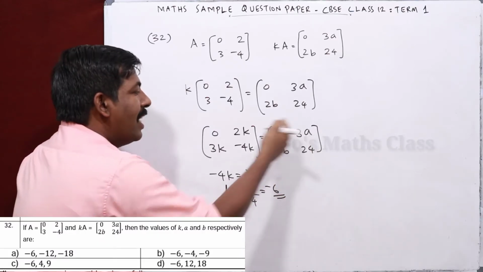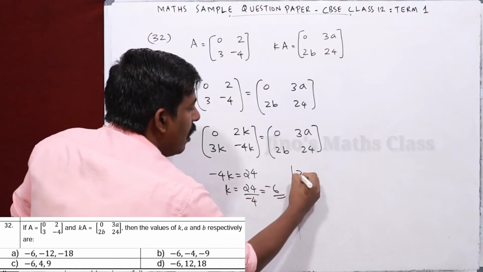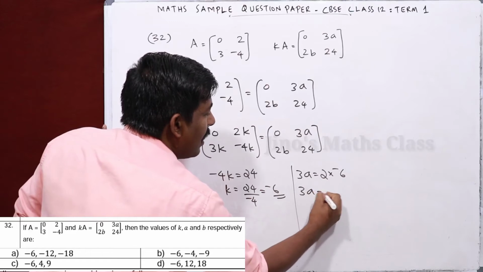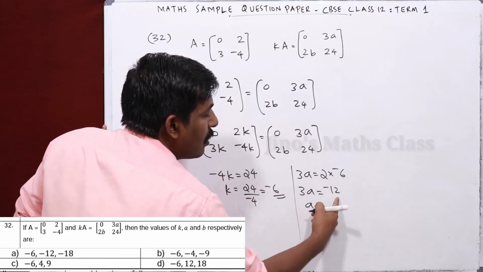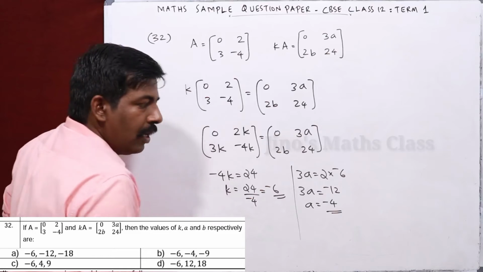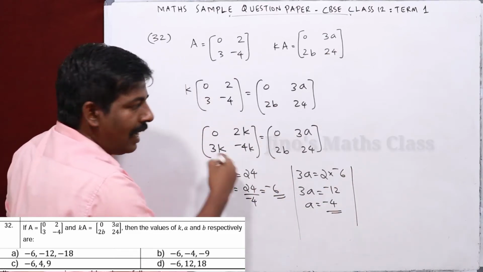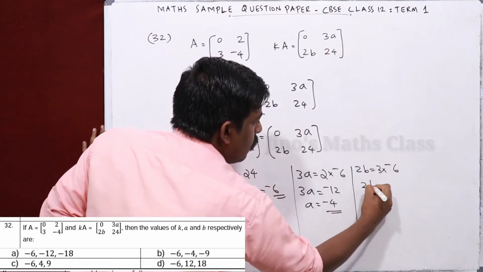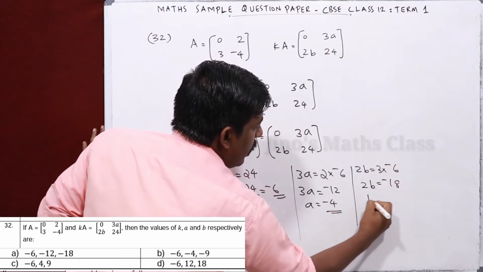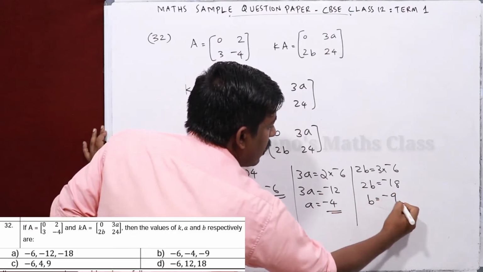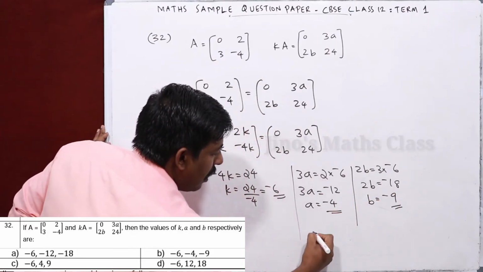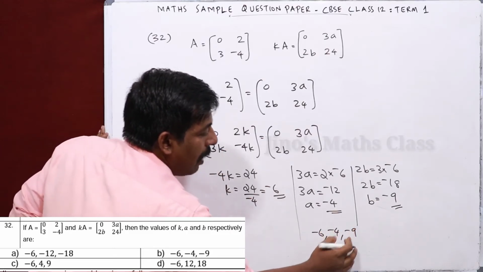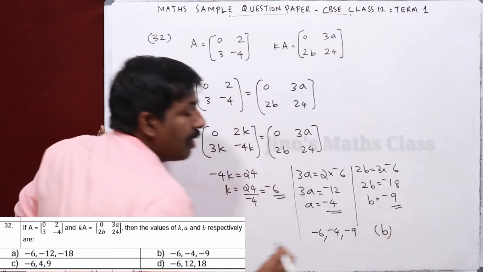Now we can equate 3a is equal to 2k. That means 3a is equal to 2 into the k value, minus 6, so 3a is equal to minus 12, or a is equal to minus 12 by 3, we are getting minus 4. Now we can equate 2b is equal to 3k, so 2b is equal to 3 into minus 6, so 2b is equal to minus 18, or b is equal to minus 18 by 2, we are getting minus 9. That means the values of k, a, and b are minus 6, minus 4, and minus 9. That's why option B is the correct answer.